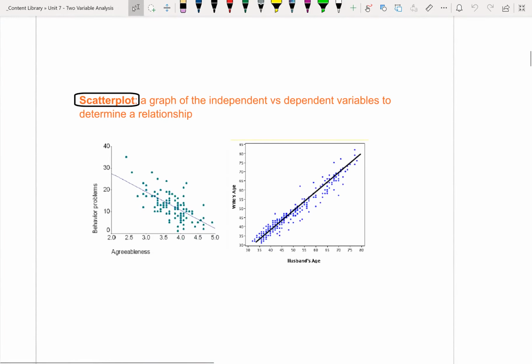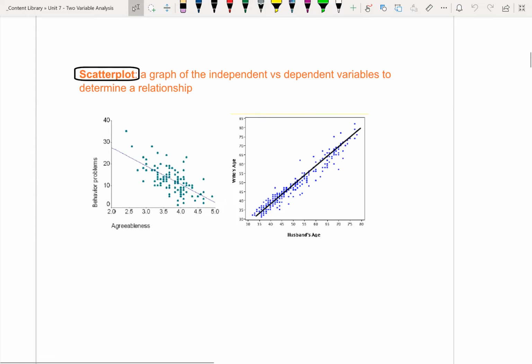So the first thing we want to look at is a scatter plot. And a scatter plot is a graph of the independent versus dependent variables, usually with points or dots representing each coordinate. And we use these to look for a relationship between the two variables.